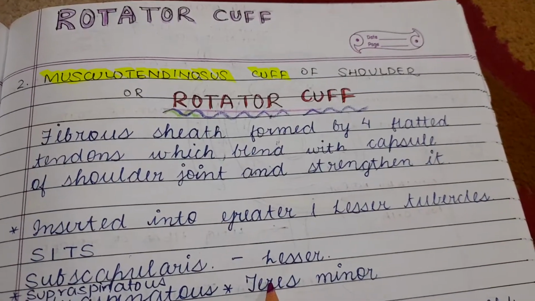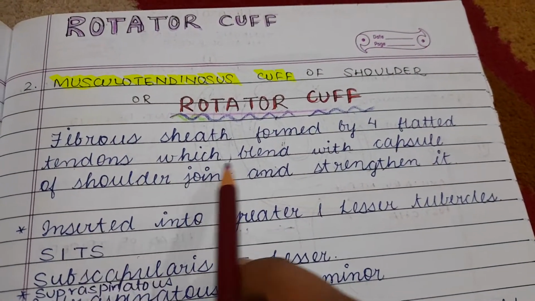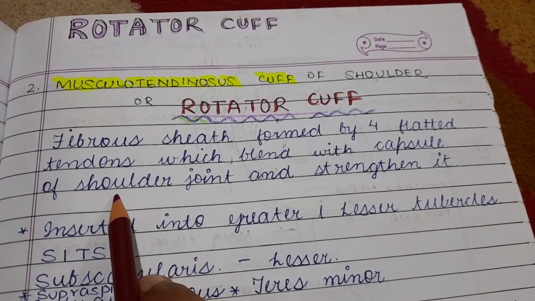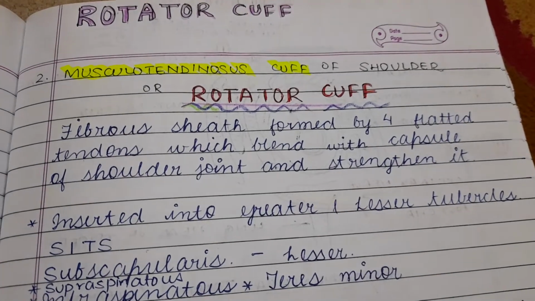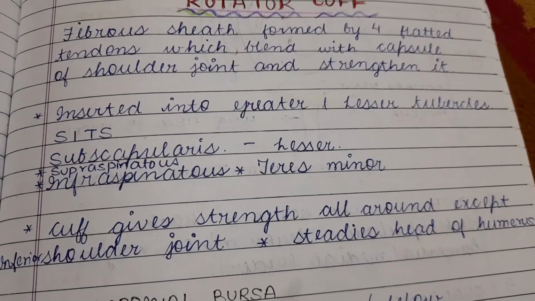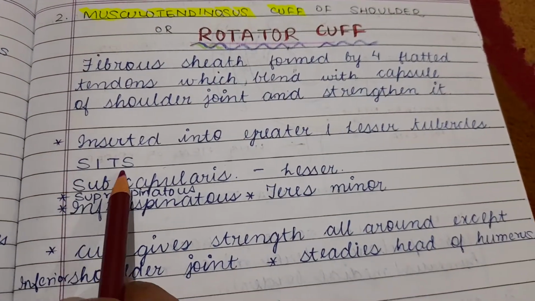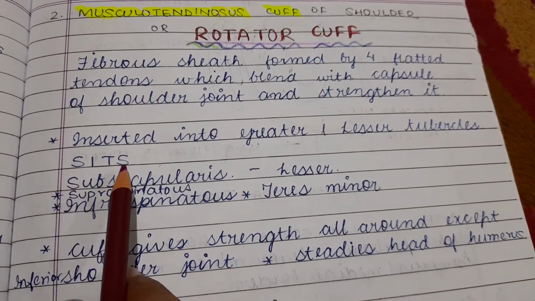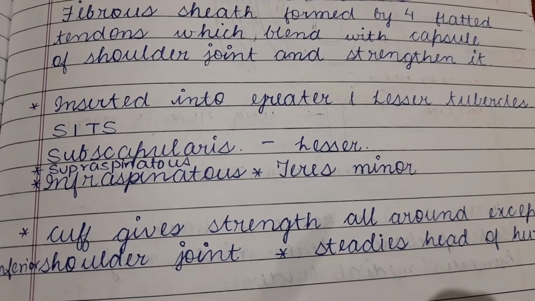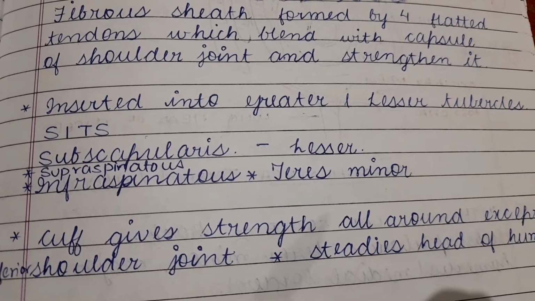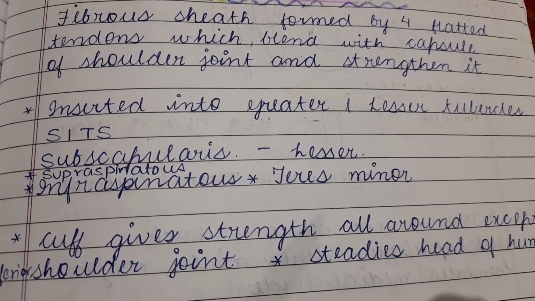Rotator cuff comprises 4 flattened tendons which blend with the capsule of the shoulder joint and help in strengthening it. So the best way to remember is by the format SITS. S-I-T-S. SITS. So the SITS muscles are inserted into the greater and lesser tubercle of the humerus.